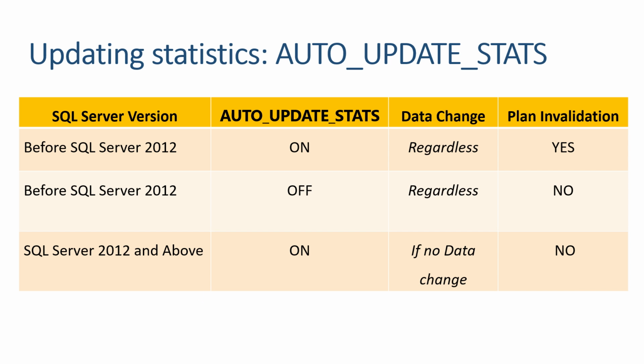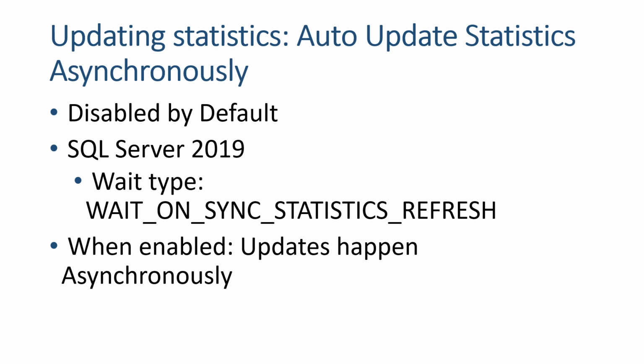But before SQL Server 2012, if your auto update stats is turned off, then regardless of data change or not, the plans don't get invalidated. But before SQL Server 2012, if your auto update stats is turned on, regardless of data change or not, plans get invalidated. Those are some points to remember.